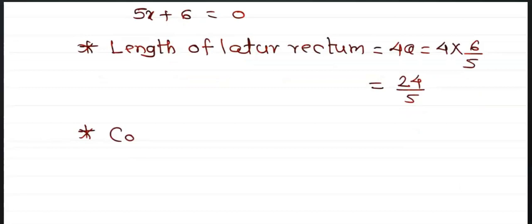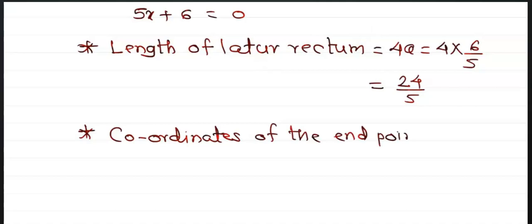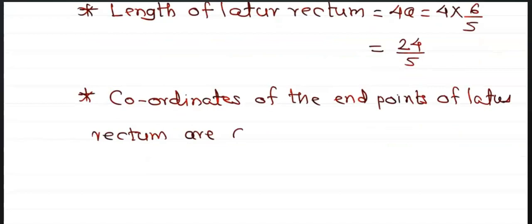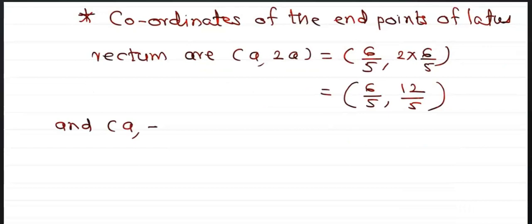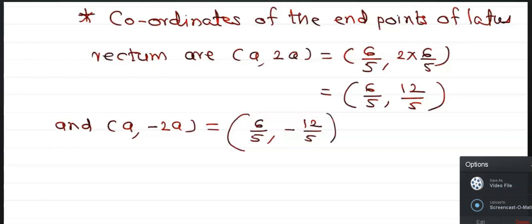Now the coordinates of the endpoints of the latus rectum, which are a, 2a and a, minus 2a, which is 6 upon 5, 2 into 6 upon 5, that is 12 upon 5, that is L, and L dash is a, minus 2a, therefore the coordinates are 6 upon 5, minus 12 upon 5. Particular types of parabola, this is y square is equal to 4x. You must know the formula and all the formulas for the endpoints of the latus rectum.